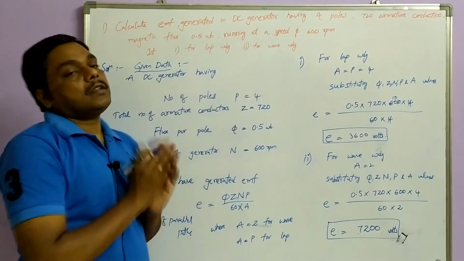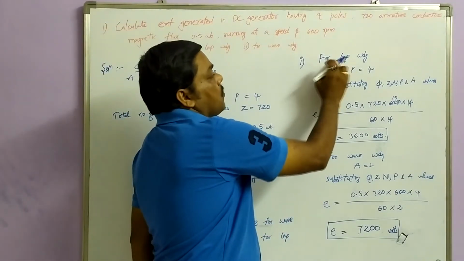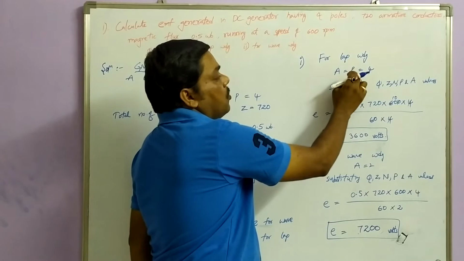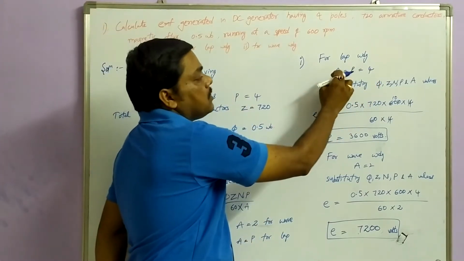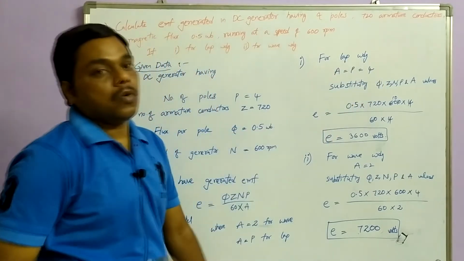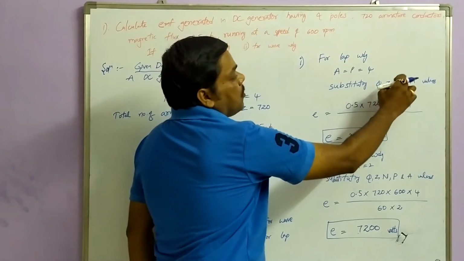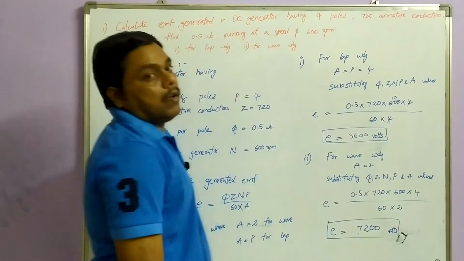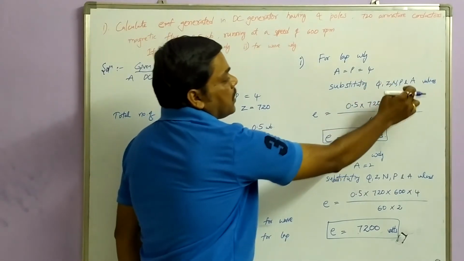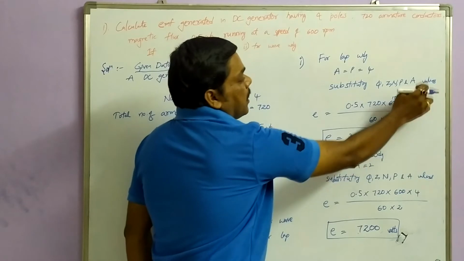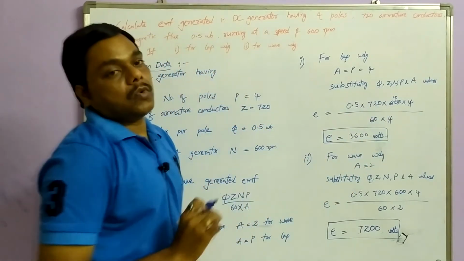Now we will go for the solution of generated EMF. Write this: for lap winding, A is equal to P, and P is equal to 4. Now substitute the phi value, Z value, N value, P value and also A value: phi is equal to 0.5, Z equal to 720, N is equal to 600, number of poles 4 and also parallel paths 4.